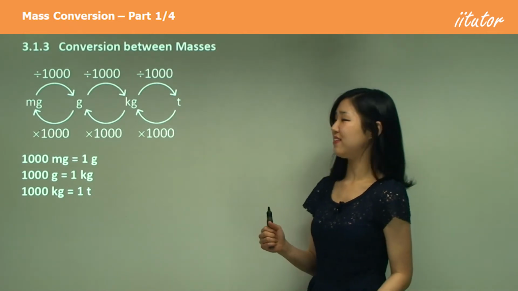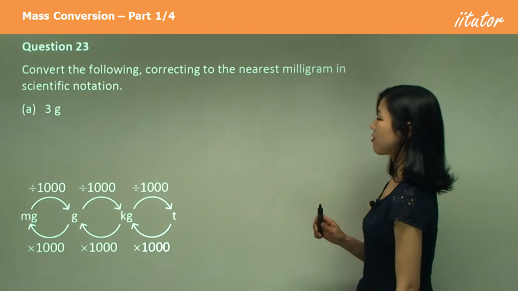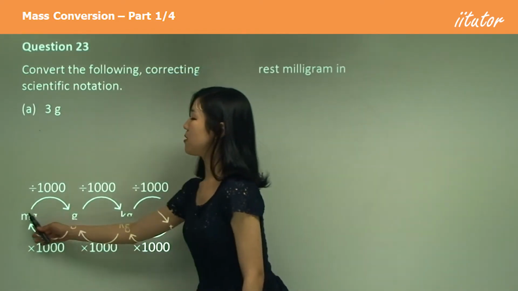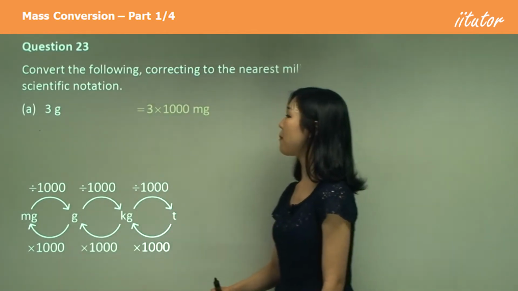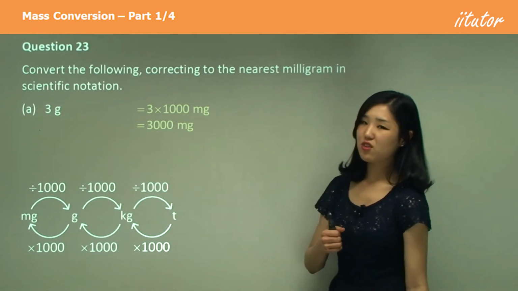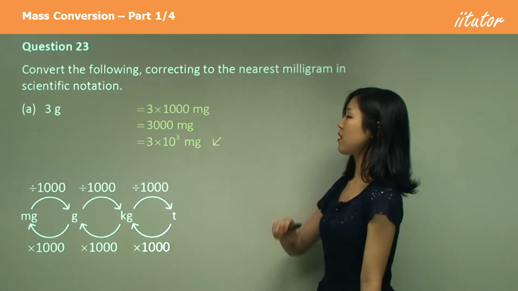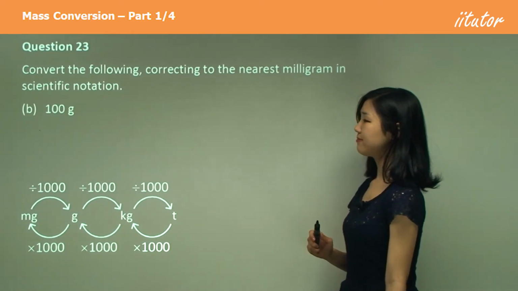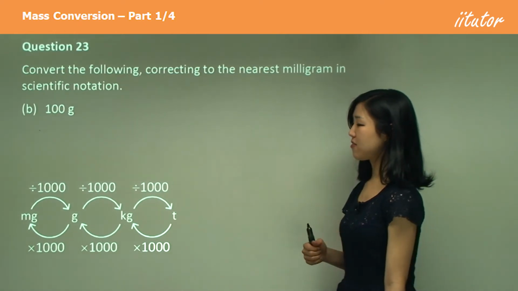Let's try the questions. Let's get started with the first one, A. 3 grams to milligrams. Grams to milligrams is a larger unit to a smaller unit, so we must multiply by 1,000, getting 3,000 milligrams. But they want it in scientific notation, so you can see that it's just 3 times 10 cubed, because there's 3 zeros after the 3.